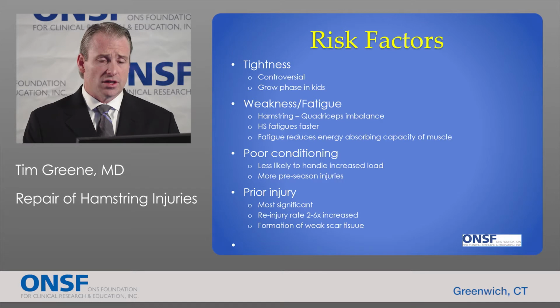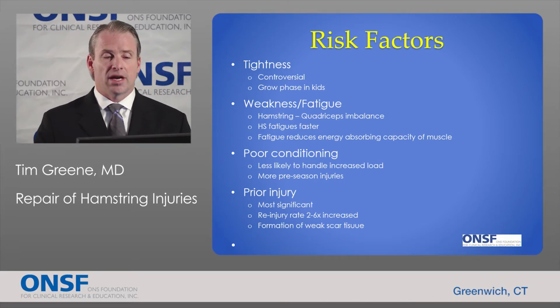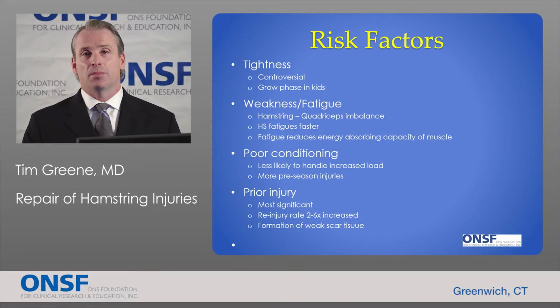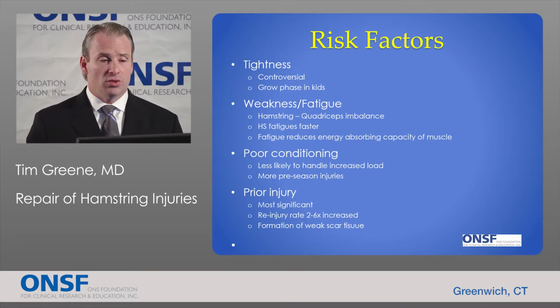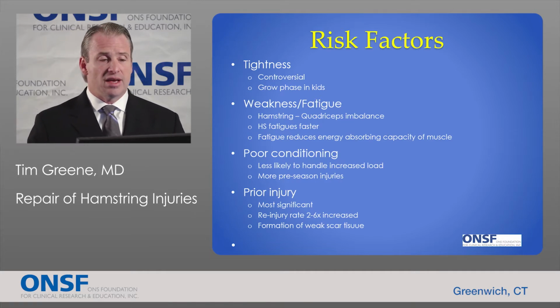So risk factors for hamstring injuries: tightness, which is a controversial thing, but as we know, a muscle that is not as pliable really can't take as much load. So we'll see this in kids. As kids grow, the bone outpaces the muscle tendon, and that muscle becomes tight.